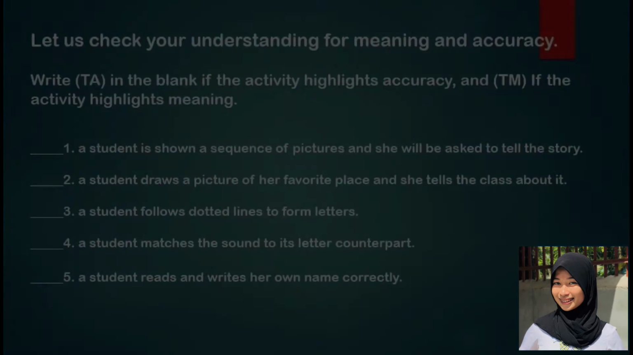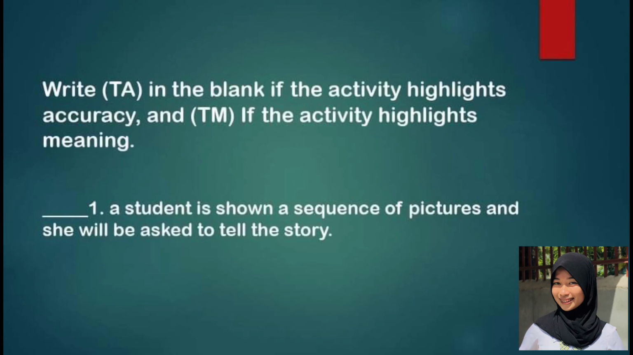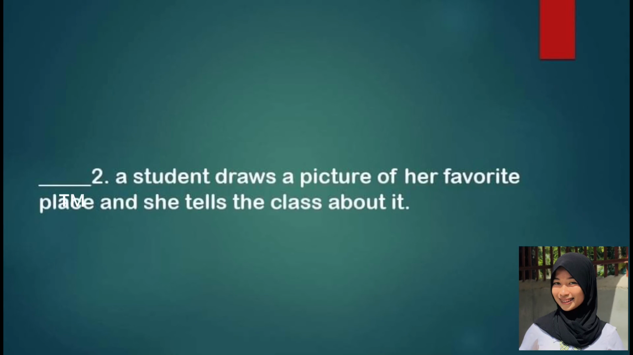So number 1, a student is shown a sequence of pictures and she will be asked to tell the story. Is it TA or TM? If you said it is TM, then you're correct. It is TM, or the activity highlights meaning, because the activity has something to do with a student who is actually telling the story, or telling the meaning of the picture. So it is TM. How about number 2?